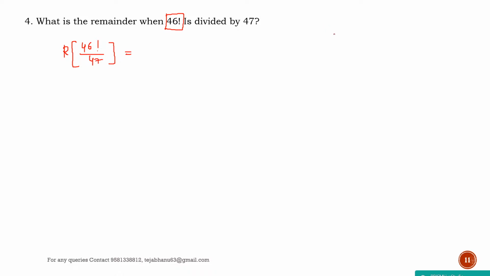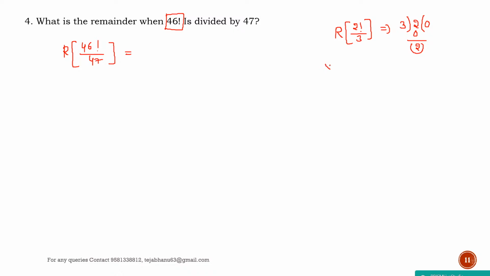See, for example, what is the remainder when 2 factorial is divided by 3? That is, 3 twos are 0, the remainder is 2. That is what you know.